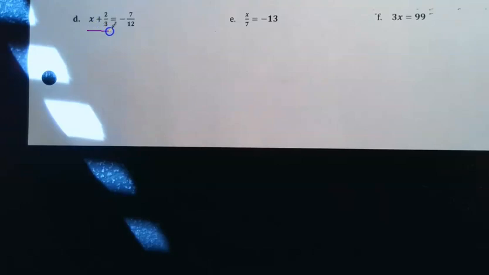Okay, so x plus 2/3 equals negative 7/12. All right, what operation is being performed? Addition. So we're going to do the inverse, which is, excellent, subtraction. So minus 2/3 on both sides. Plus 2/3 and minus 2/3 cancel, leaving us with just the x to bring down.